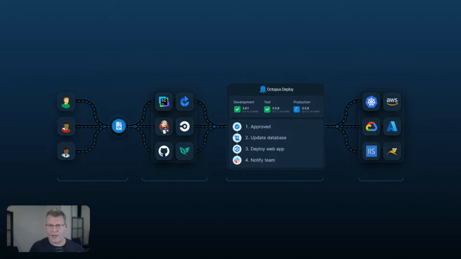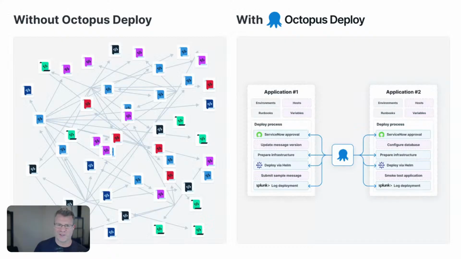Now, the reason why you might use a solution like Octopus is because life without Octopus can be a bit difficult. It can be hard to manage. So on the left-hand side, we like to think of this DIY shadow CD premise where you're building a lot of scripts. You're having to cut a lot of code just to maintain your automations.